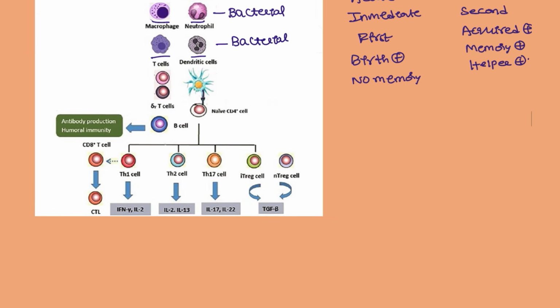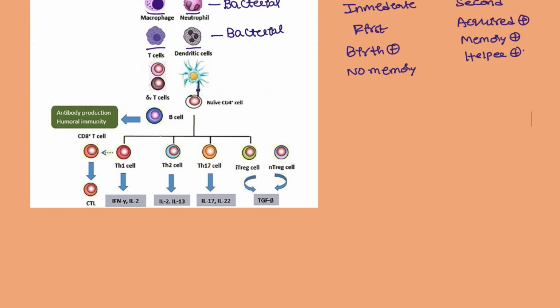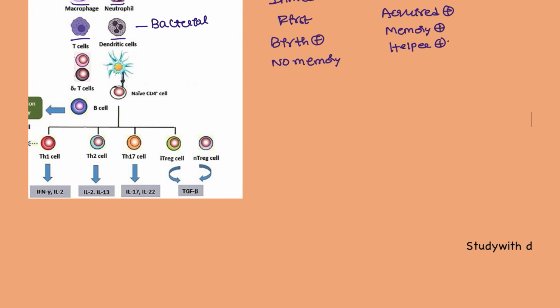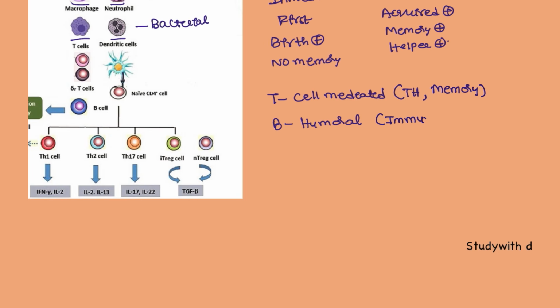Next, we also have the two types of cell mediators. One is the T cell and one is the B cell. So what is the T cell, guys? This is a cell mediated type. Next, what is the B cell? That is the humoral type. So T cells have the T helper cells and also the memory cells. B cells are going to produce the immunoglobulins.